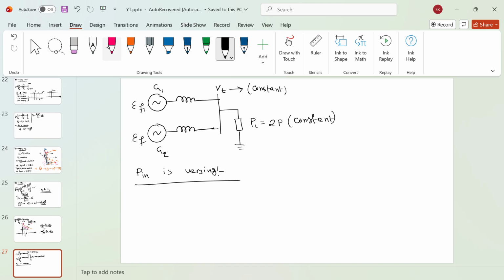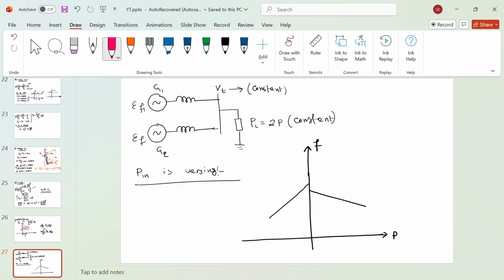Now tell me one thing. As I have discussed, we have the frequency droop characteristics of each generator. Let's say for synchronous generator 1, this is my droop characteristic, and for generator 2, the droop characteristic is something like this. Okay, so this is my active power delivery and this is my frequency. This is for generator 1, this is for generator 2.